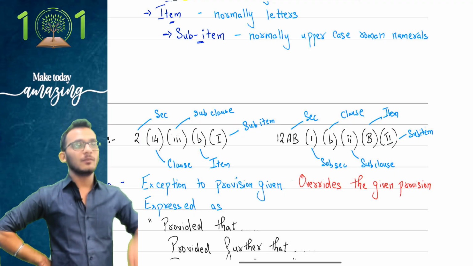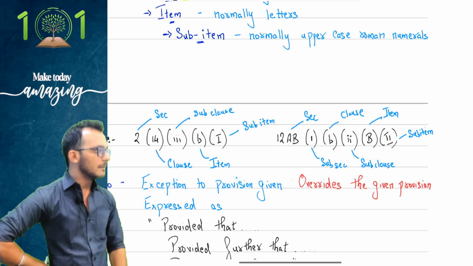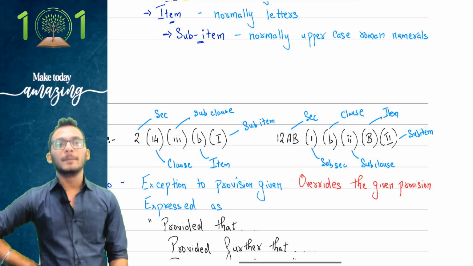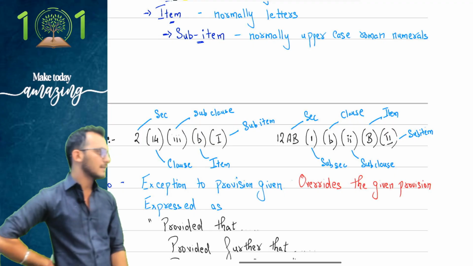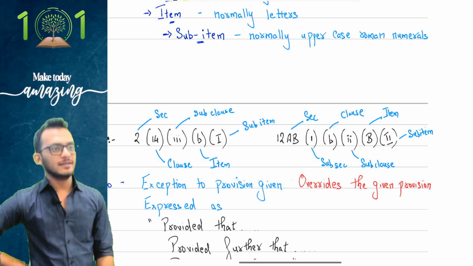But sections have a little bit of extra things. We have done the placement of section, subsection, clause, subclause, item, and sub-item. Every provision will also have two more things. One is provisos. Very good. The next one is called proviso.